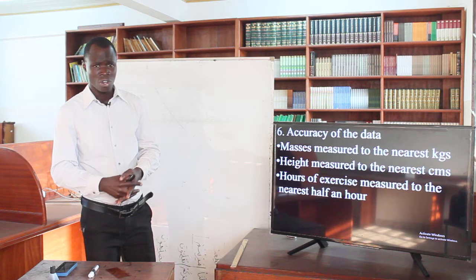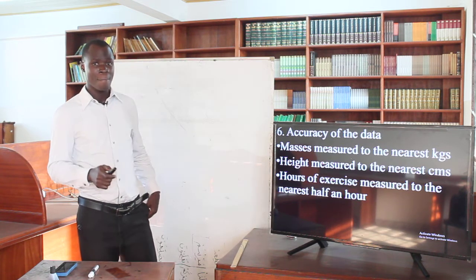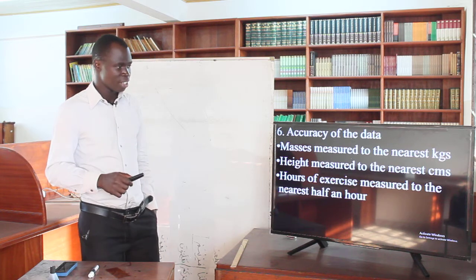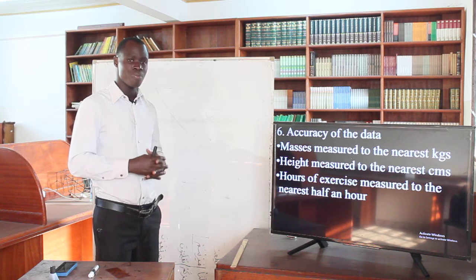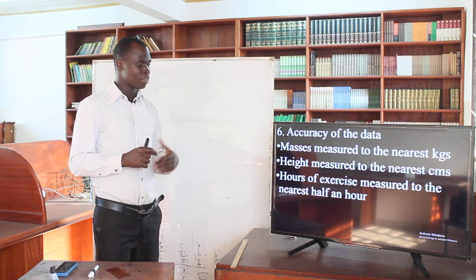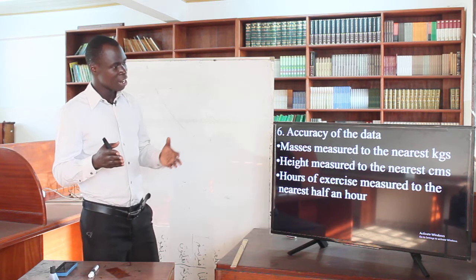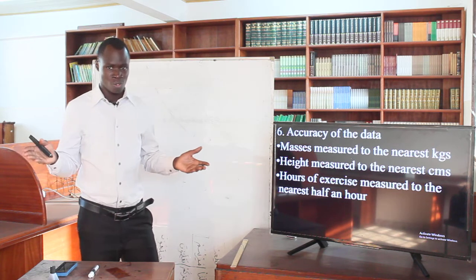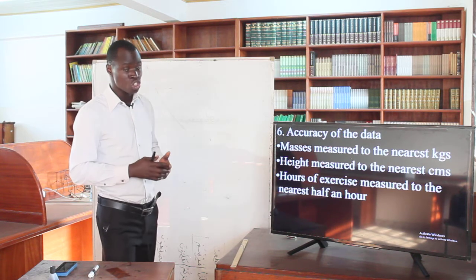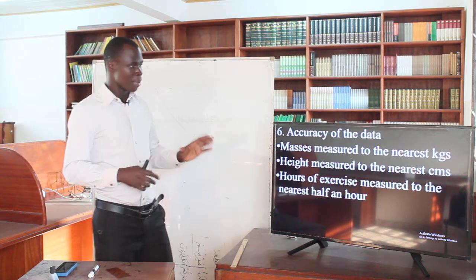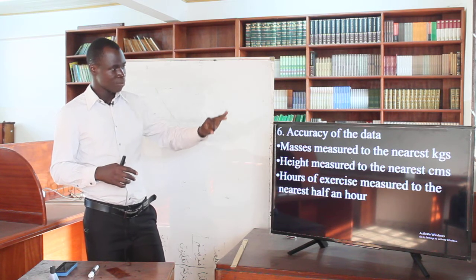Then accuracy of the data. How accurate do you want your data to be? The masses can be measured to the nearest kilograms. Being that human beings' weight is measured in kilograms, it would be ridiculous to start having the measurement accuracy next to the grams, which is way too low, or maybe to take it to tons, which is way too high. So the best measurement to have for the masses is kilogram.